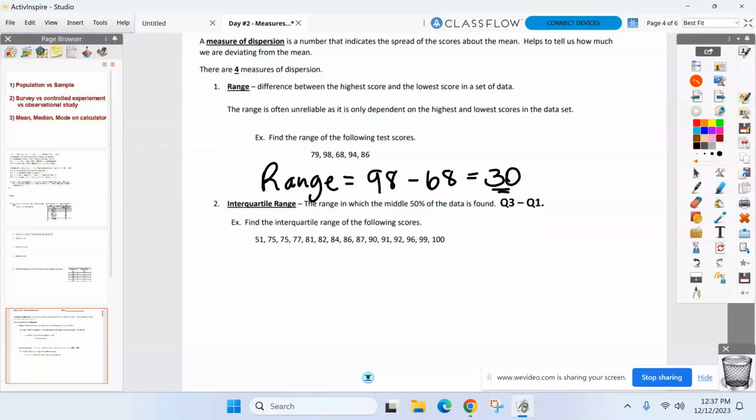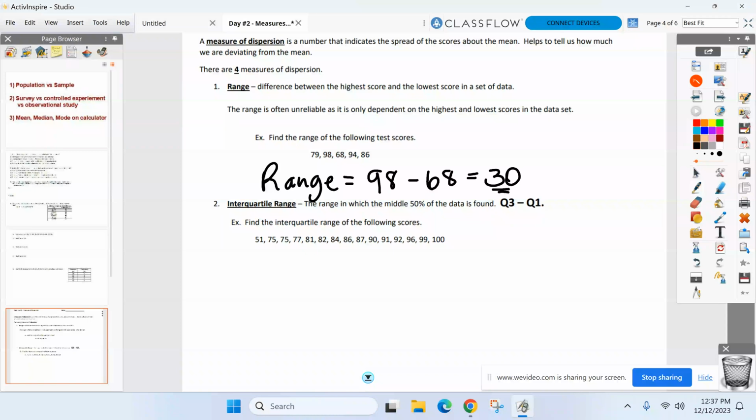And how do I determine if it's a good test? How close the scores are. If they're really all over the place, it probably wasn't a good test. Versus many of you scoring around the same score, it's a pretty good test. And the way we can do this is what I'm going to show you today. I could find the range.